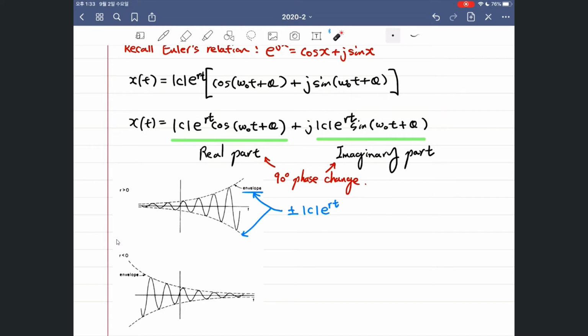And this picture is also called a damped sinusoid. It's just a term, damped sinusoid.